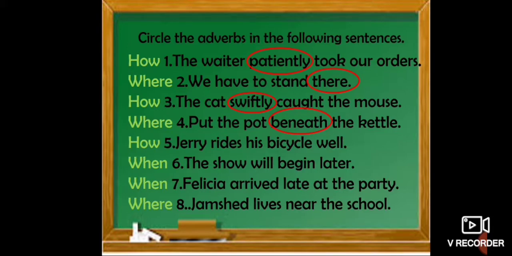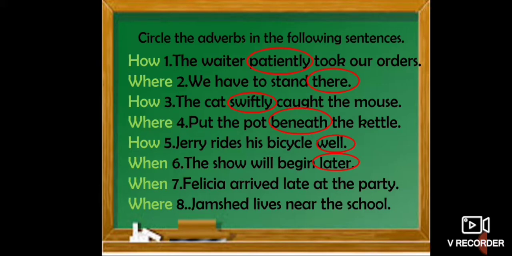Next question. Jerry rides his bicycle well. Now, what is the action here? Verb rides. How does Jerry ride? Jerry rides his bicycle well. Look at the next sentence. The show will begin later. Which is the verb? Will begin. Now here you see the will is a helping verb. When will the show begin? Later. So that's the adverb.